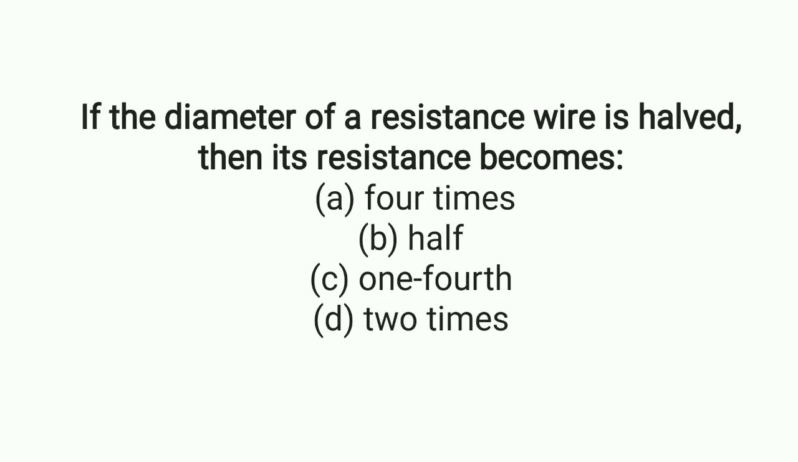Next question. If the diameter of a resistance wire is halved, then its resistance becomes option A 4 times, option B half, option C 1/4, option D 2 times. So the answer for this question is it becomes 4 times. Remember this one.